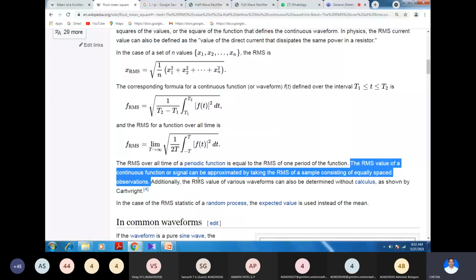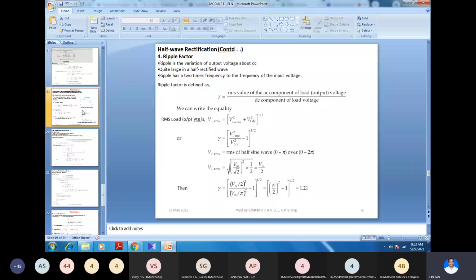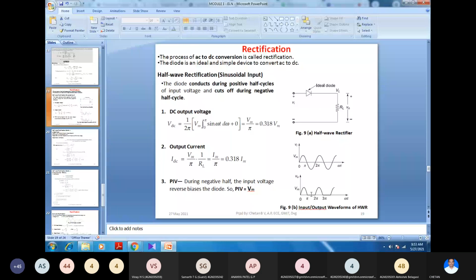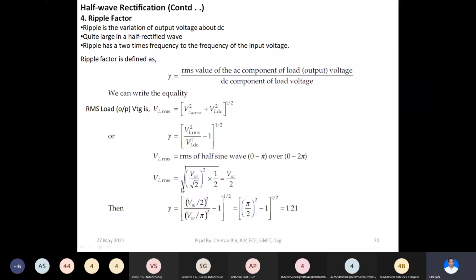So that is what is done here. We have taken the RMS of a sample consisting of equal spaced observations. So we have taken two observations here. The first one is where we have a Vm, and the second sample is this, where it is 0, right? So this is one of the approximate ways to find the RMS of this output. By taking that, we have considered the RMS as the square root of the first sample square, which is Vm by root 2 square, right? Into this is a mean, right?